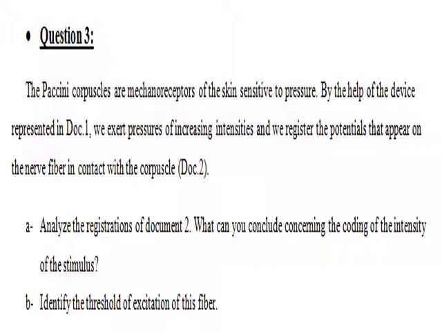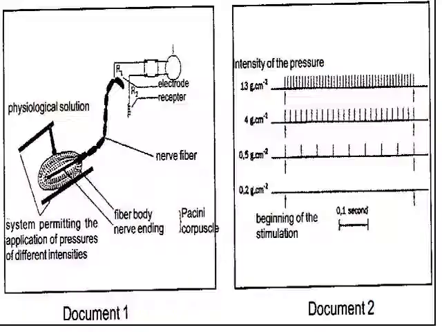Question number 3. Pacini corpuscles are mechanoreceptors of the skin. They are sensitive to pressure. With the help of the device represented in document 1, we exert pressures of increasing intensities, and we register the potentials that appear on the nerve fiber in contact with the corpuscle in document 2. Analyze the registration of document 2. What can you conclude concerning the coding of the intensity of the stimulus? Identify the threshold of excitation.